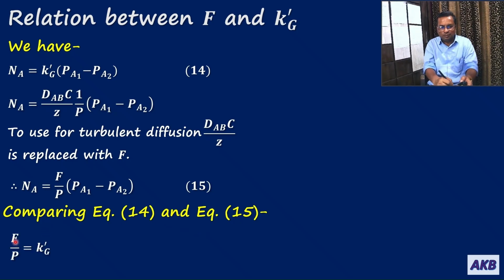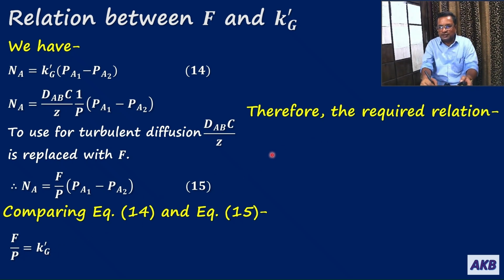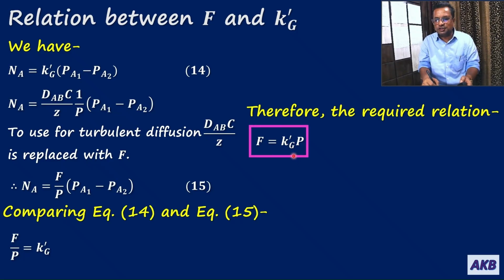If you do that, F upon P will be equal to dAB C upon Z. We have to compare it with equation 14. In that case, F upon P will be equal to K dash G. The other terms on the right and left hand side are similar in both equations. So F upon P is K dash G, and you can rearrange this equation to get the required relationship. The required relationship will be F is equal to K dash G into P. So this is the relationship between K dash G and F. Let us move ahead.